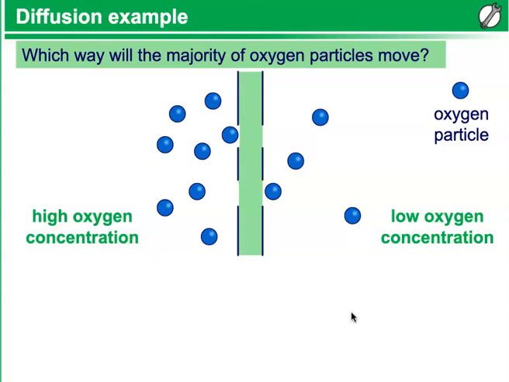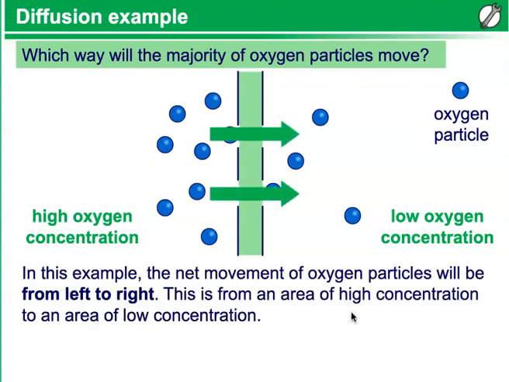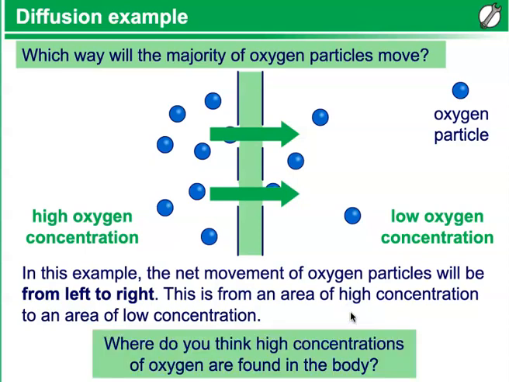Which way will the majority of oxygen particles move? Notice that oxygen is represented by the blue circles. We have a high concentration of oxygen on the left and a low concentration on the right. In this example, the net movement of oxygen particles will be from left to right. This is from an area of high concentration to an area of low concentration. So where do you think high concentrations of oxygen are found in the body?